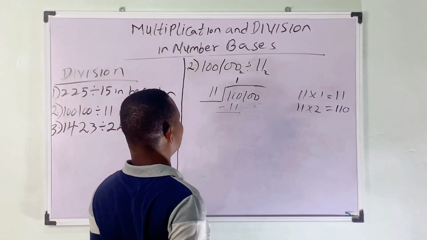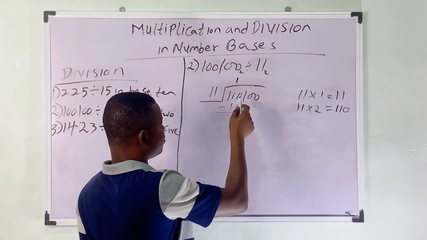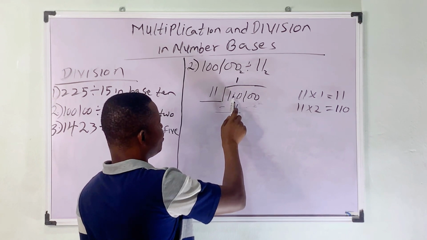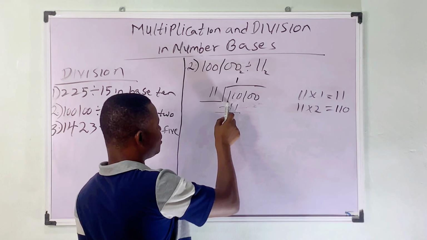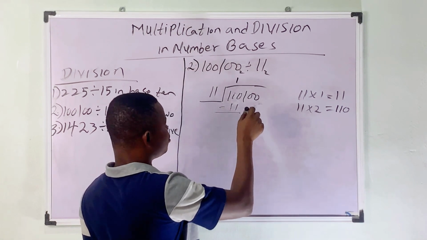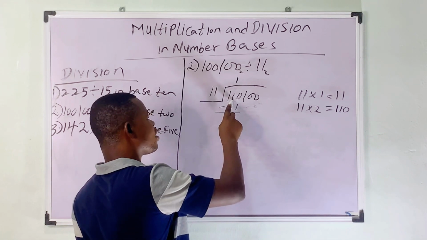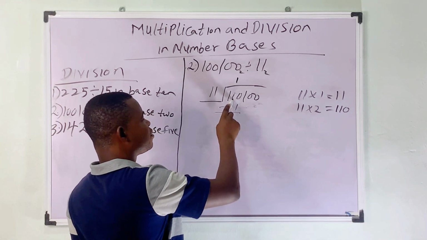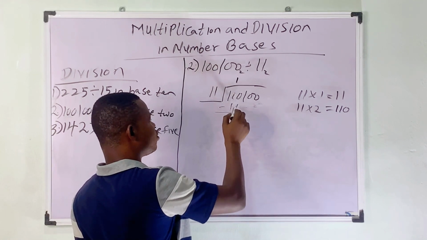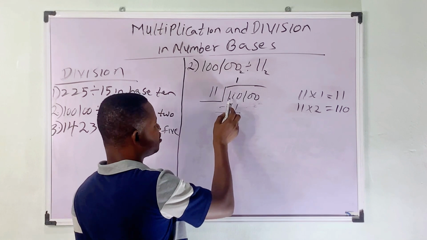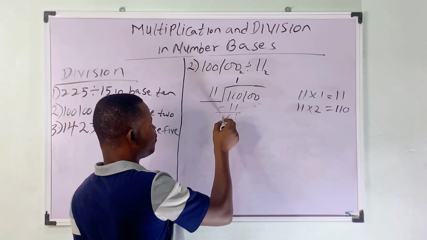Let's deduct 11 from 100. 0 minus 1 is impossible. We borrow 1, but we have 0 here. We cannot borrow any 1, so we come to the very first digit. Borrow that 1, turn it to the base, which is 2, and add it here. This 0 turns to 2. Now borrow another 1 from here, turn it to the base, which is 2, and add it to this 0. That is 2. 2 minus 1 will give us 1. Don't forget, we are left with 1 here. 1 minus 1 will give us 0, and we are left with 0 here.